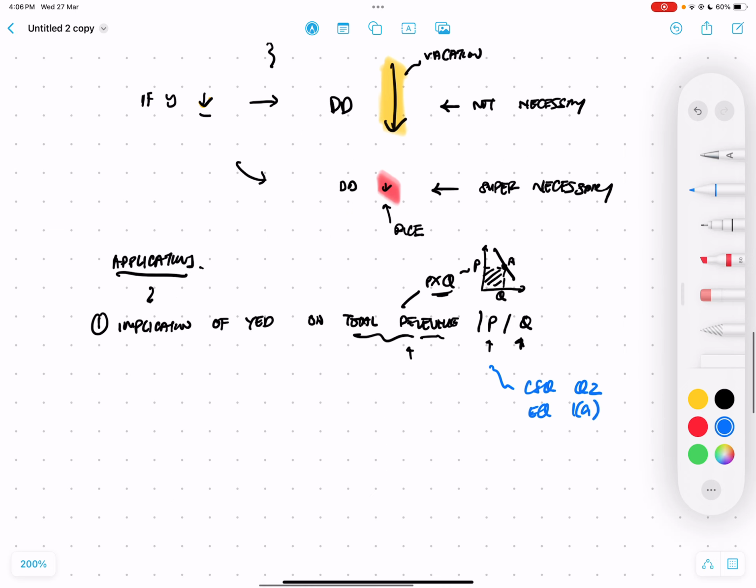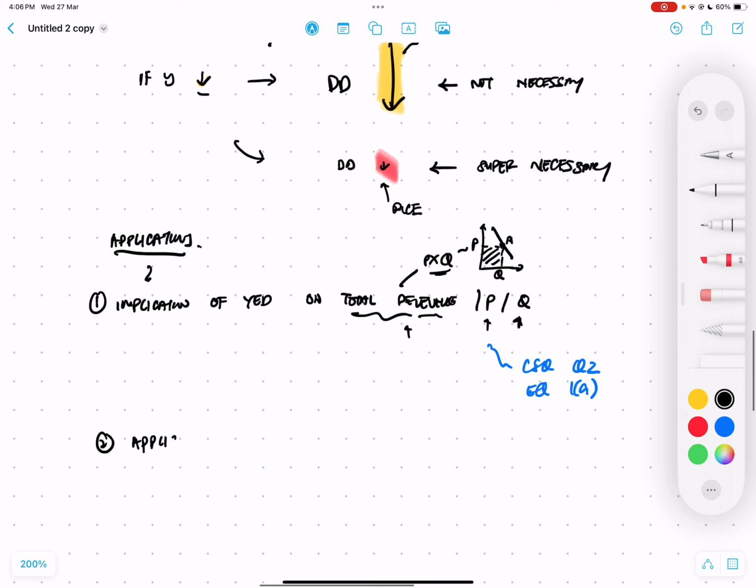Okay. Second one we're going to talk about is application of YED for firms. Let's call it for firms. This is in section 7.1. So I've seen this come up before.